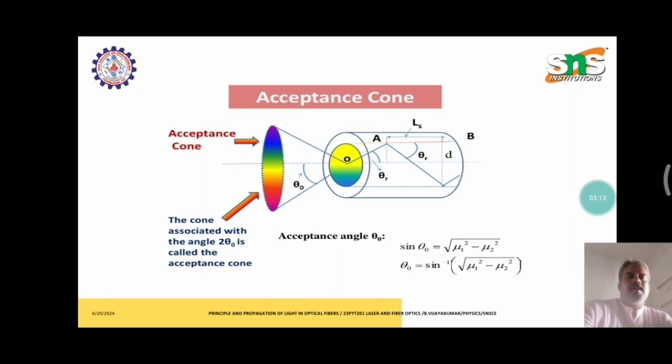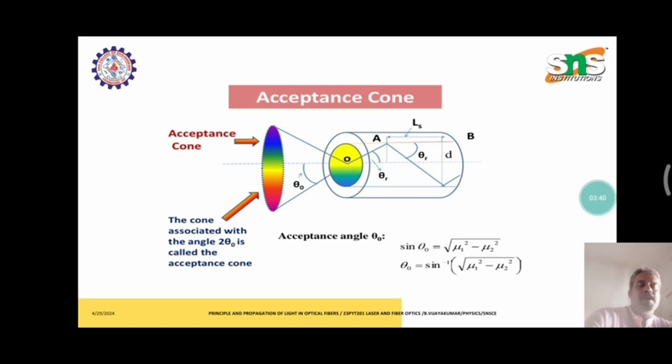Inside the acceptance cone, these are white light, so I am framing the VIBGYOR inside the cone. The same is formed on the opposite side of the cone, to enter inside the core region. So this is the formula: sin theta A equals the root of n1 squared minus n2 squared, and theta A equals sin inverse of the root of mu1 squared minus mu2 squared.